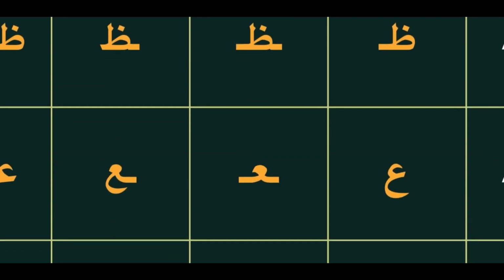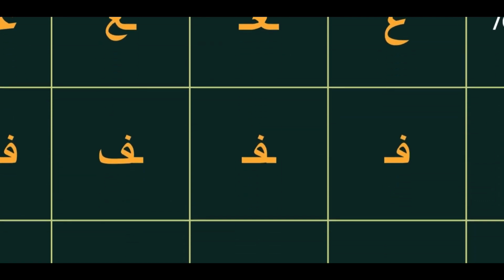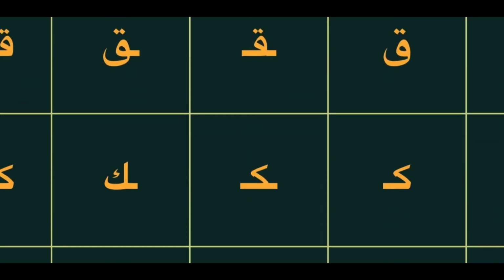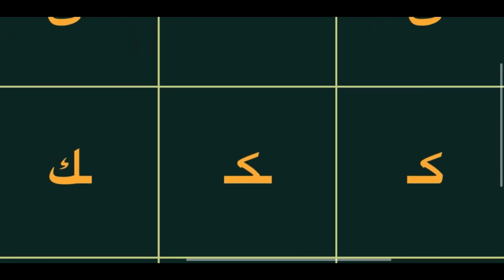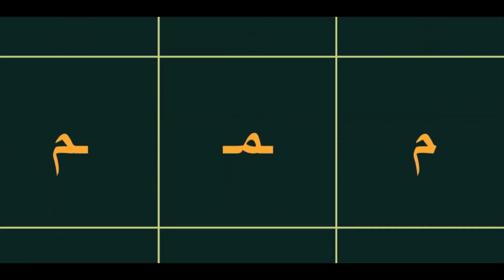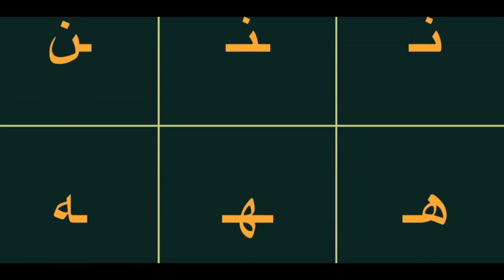Ain was written correctly in the app. Ghain, fa. This is the right way of writing fa in the middle of the word. Qaf, kaf, as you can see here, this is the right way. It is written in the middle of the word. I'm going through this quickly because I've already mentioned them in the app. Lam, mim, noon, ha is the same, and noon we mentioned as all other letters ba, ta, and tha.